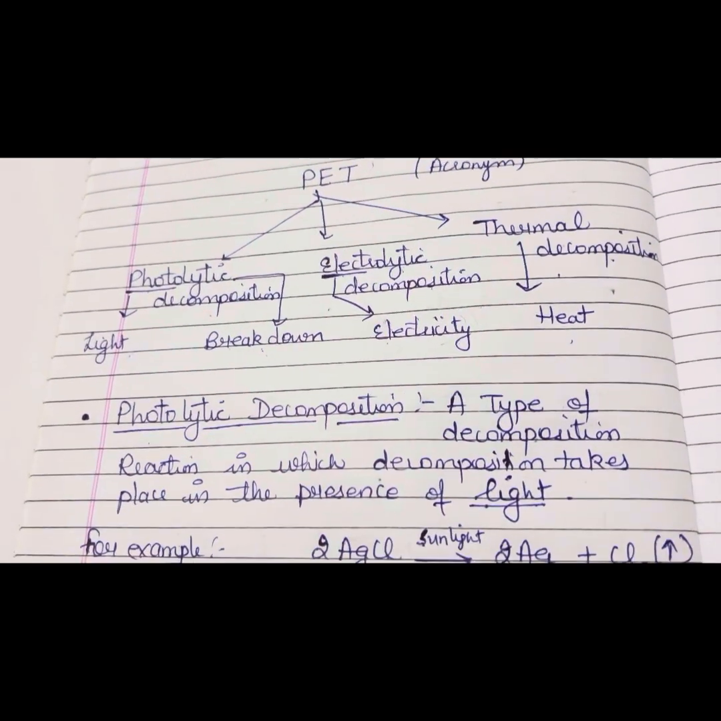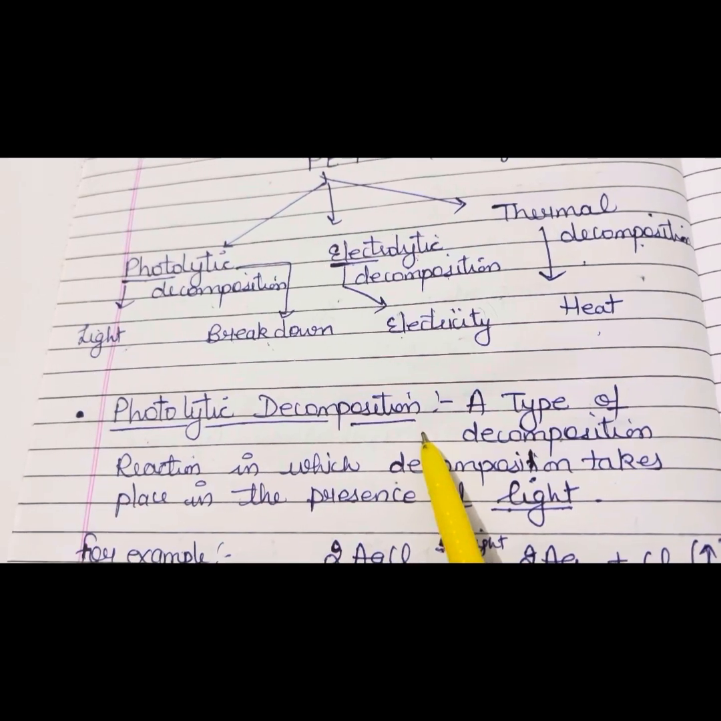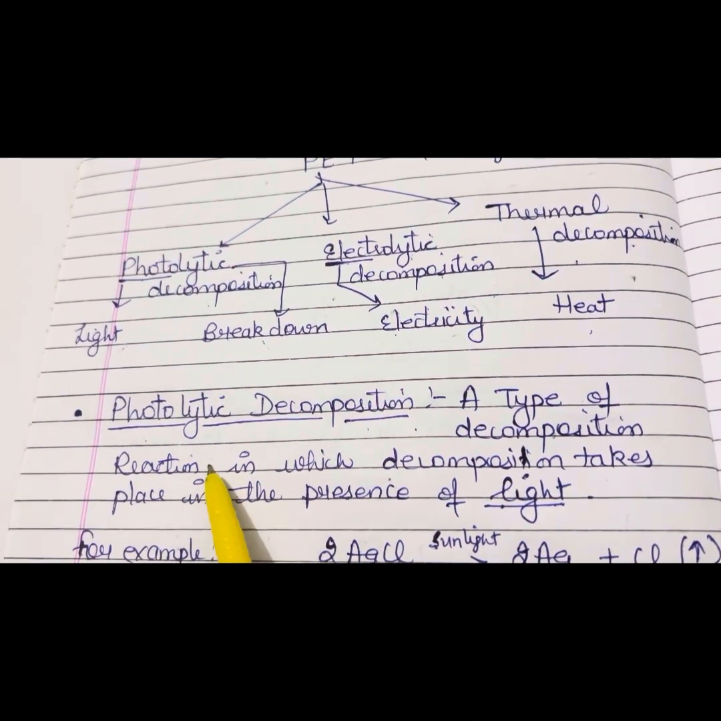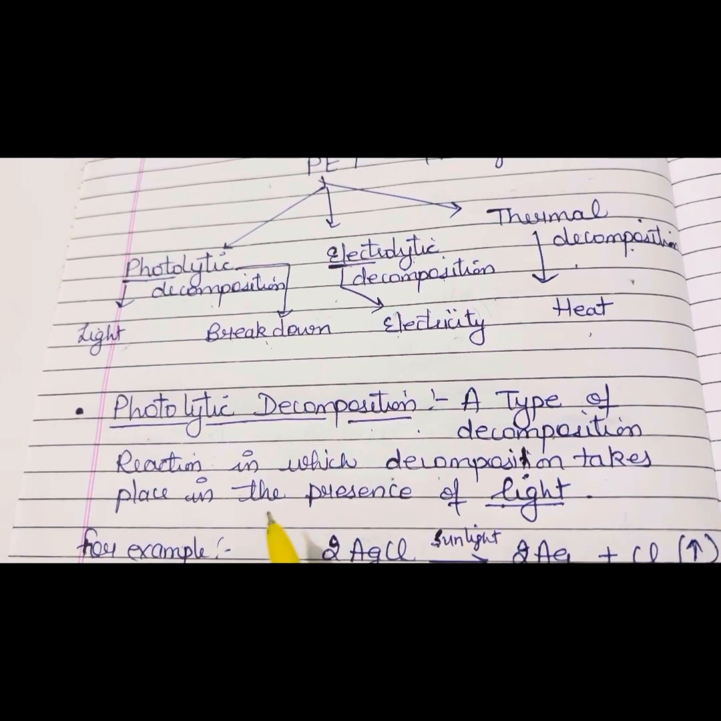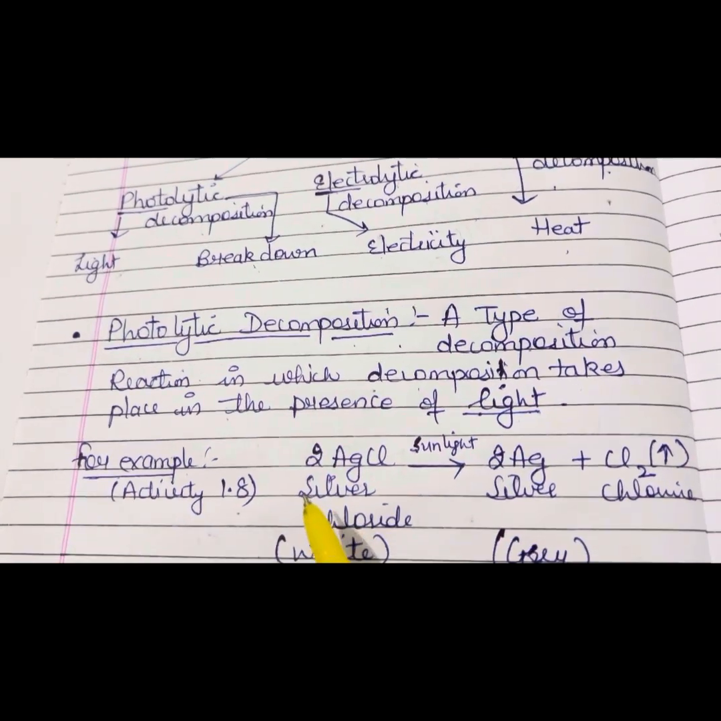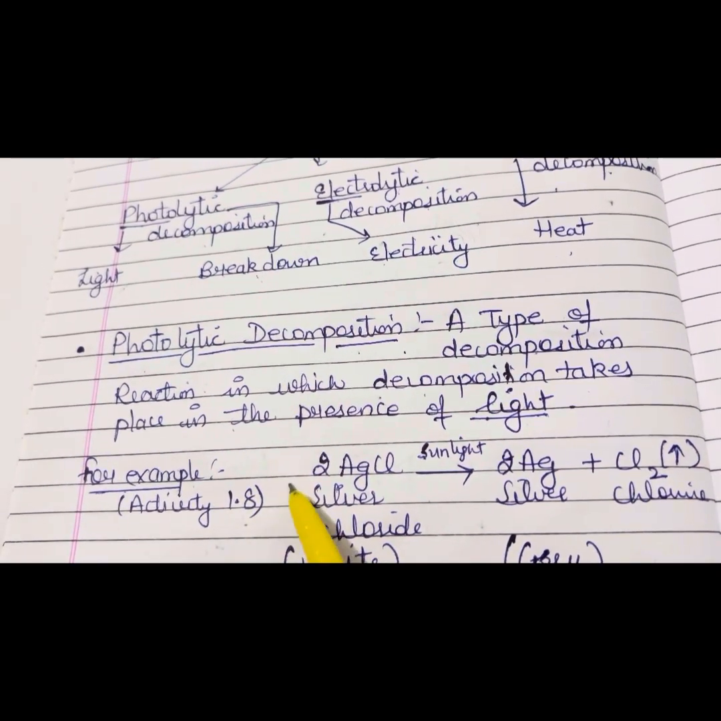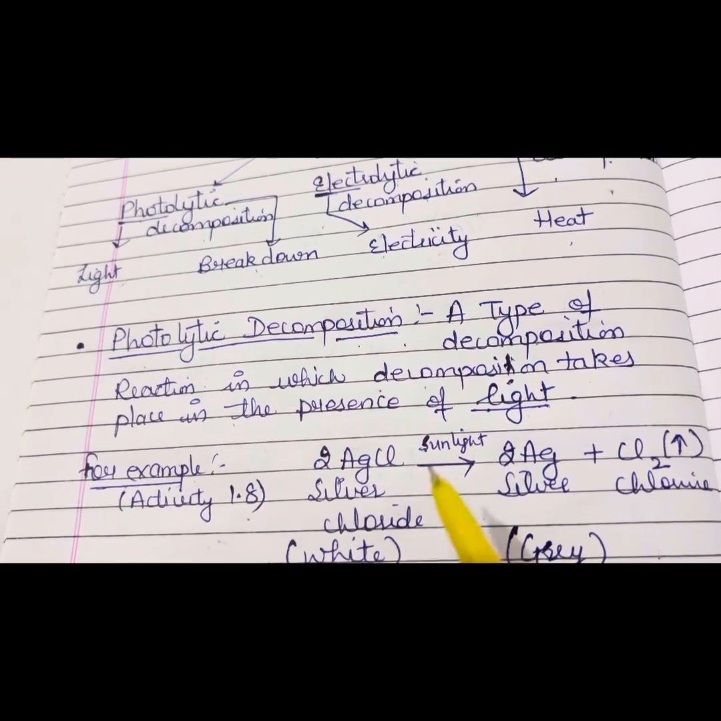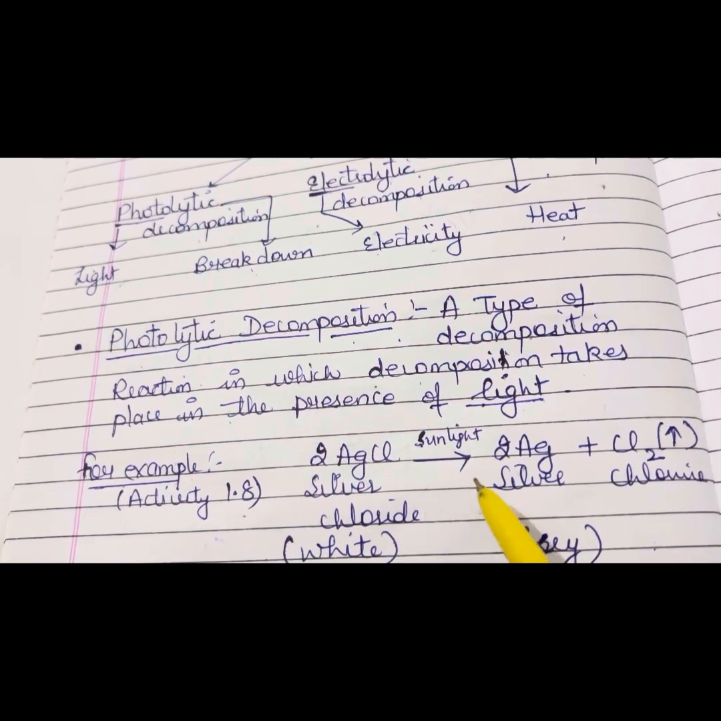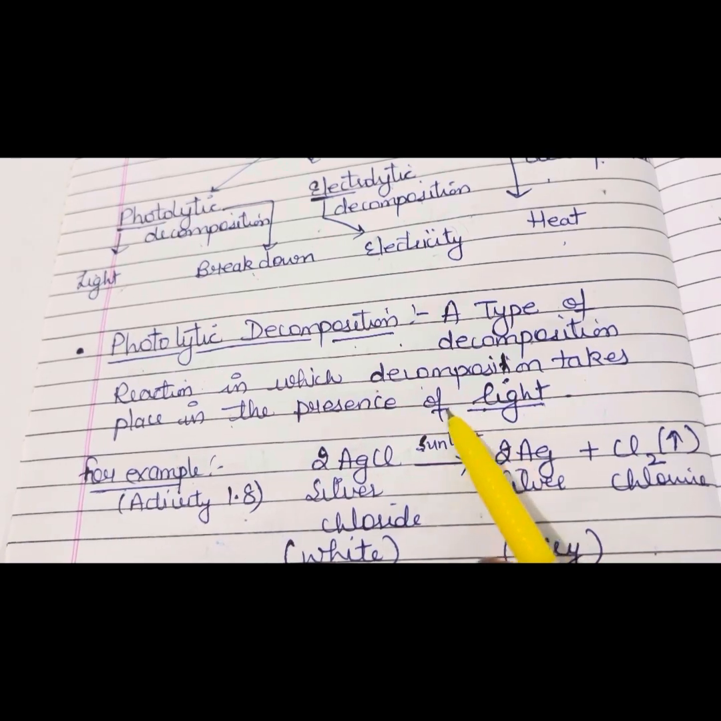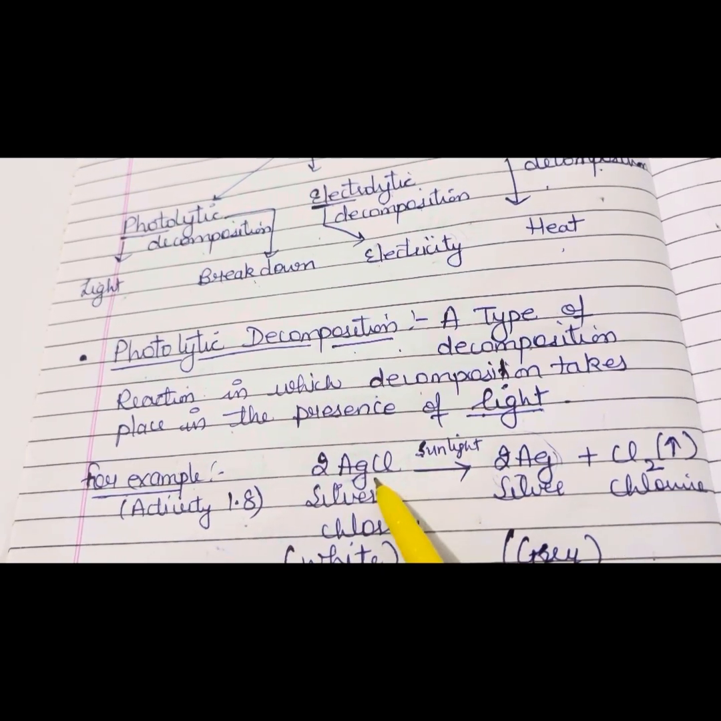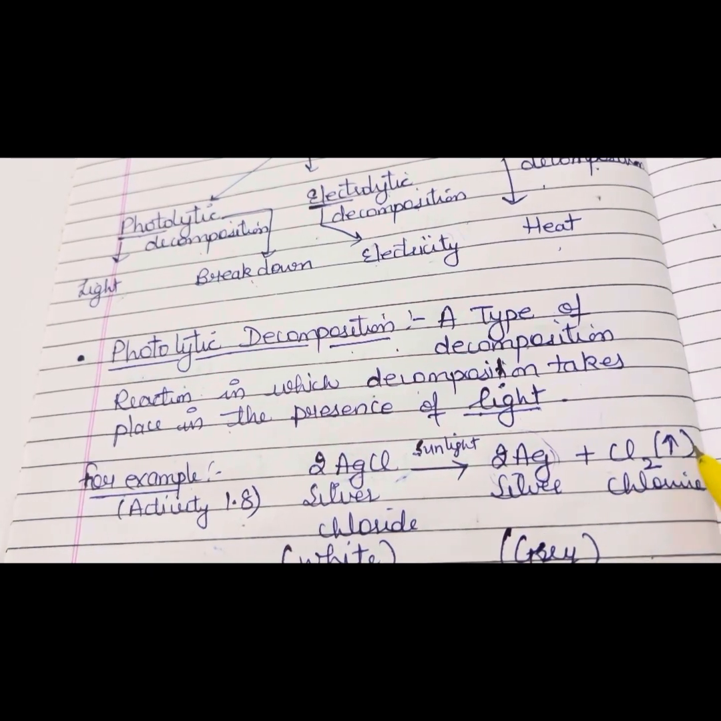Now firstly we will discuss the photolytic decomposition. Photolytic decomposition means a type of decomposition reaction in which the decomposition takes place in the presence of light. So for example, let us suppose this is activity 1.8 that we are discussing here. That means when silver chloride, that is AgCl, reacts in the presence of sunlight, it decomposes and gives silver, that is 2Ag, which is a metal, plus evolution of chlorine gas.